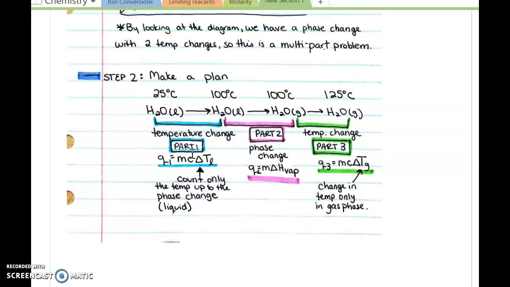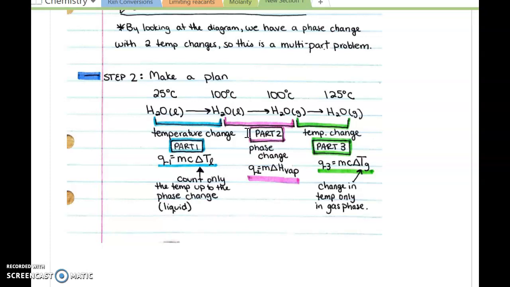That means this is part 1, we're going to use Q1. We're going to qualify this as a Q1 because we're going to have multiple energies here that we are calculating. This is going to be MC, change in temperature for the liquid. We are counting only the temperature up to the phase change, only the temperature as a liquid. So we're going from 25 to 100.